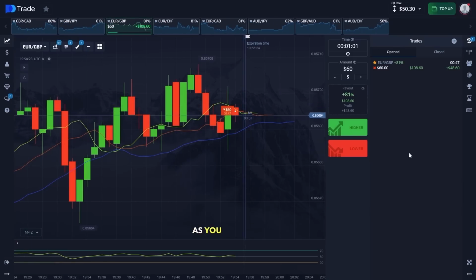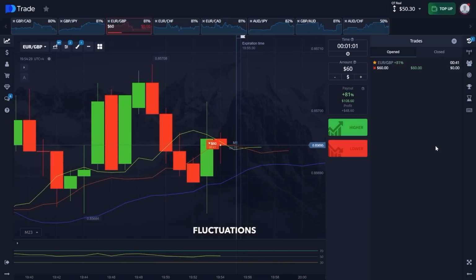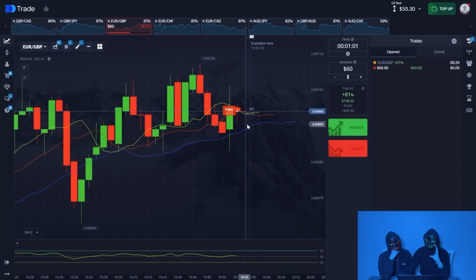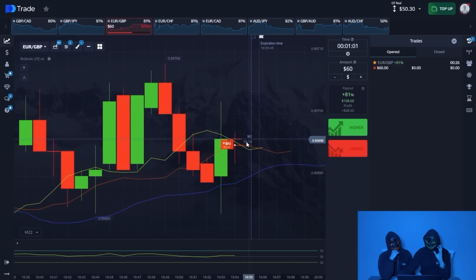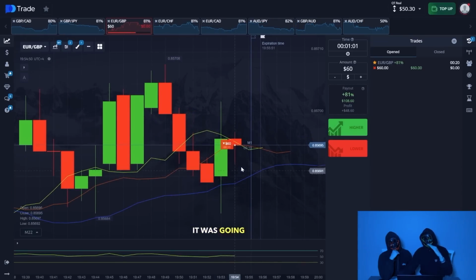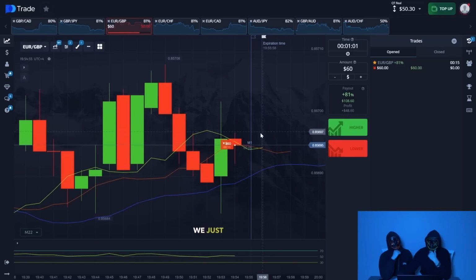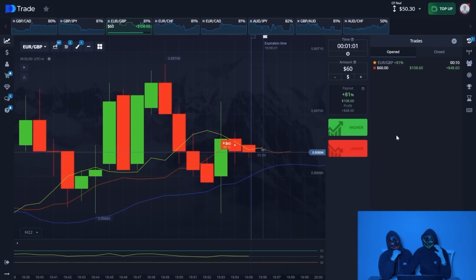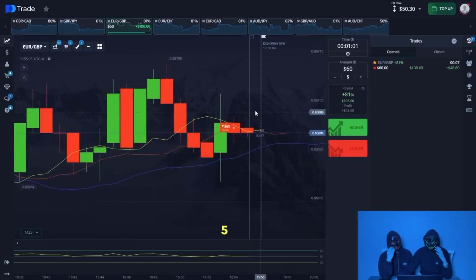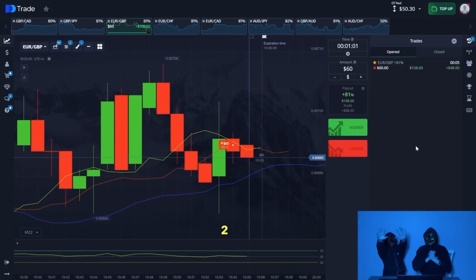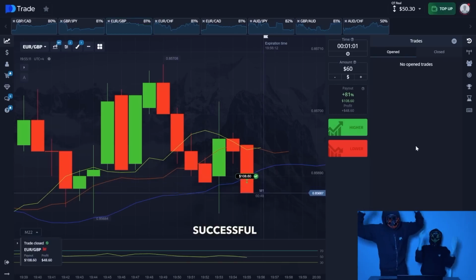So friends, as you can see, according to the chart's fluctuations, there's a trend change occurring. It was going up. Now there will be a change to the lower trend. On the downturn, we just have to wait for the right moment. 10 seconds left, and guys, the market's fluctuating. 5 seconds, 4, 3, 2, 1. Excellent. Our analysis was successful, and we've made a successful trade.